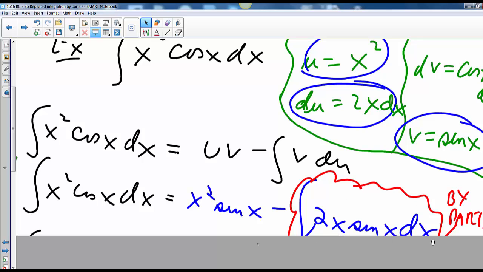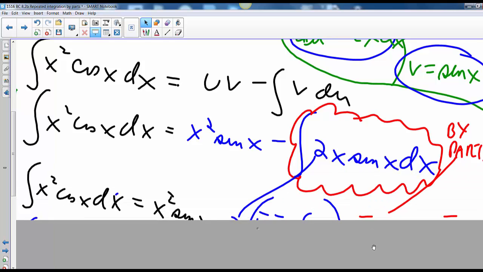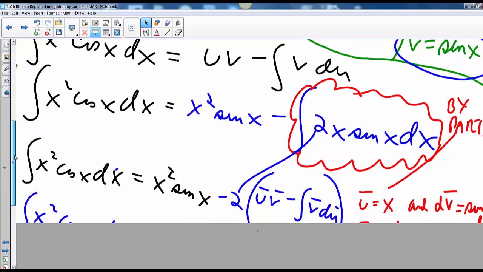Now, what you'll notice is this is also ugly, and there's nothing else you can do. The substitution won't work. It's very similar to the original one, which was x squared cos x. This is x sine x. So we have to do this one by parts as well. So what happens is I can't use u and v. I've already used them. So what we do is we say u bar and dv bar.